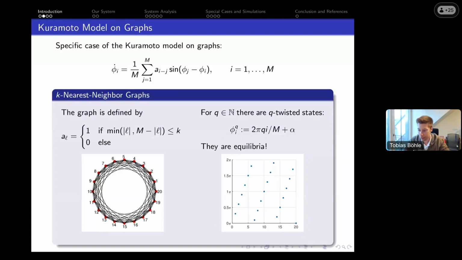And Tobias, can I ask a question? Yes, please. Why do you call this state twisted? This is my first question. And the phi i q is independent of k. That's a little bit surprising to me. So what is independent of k? Yeah, and also why is this called twisted?